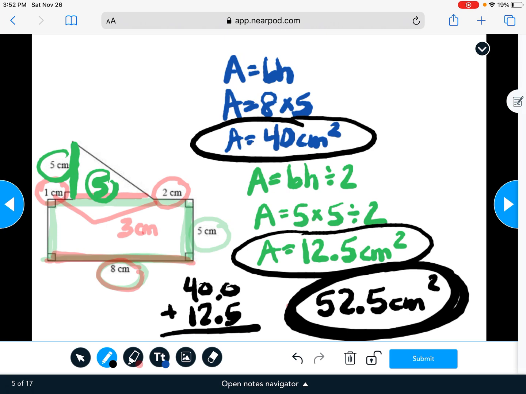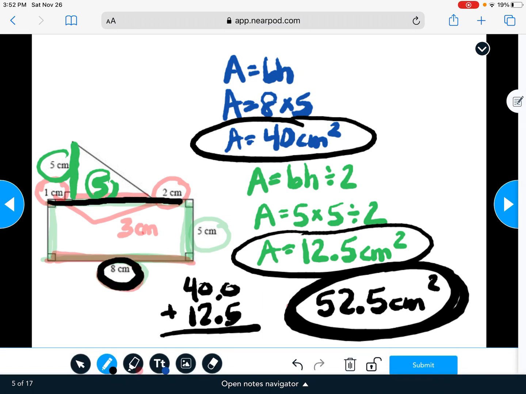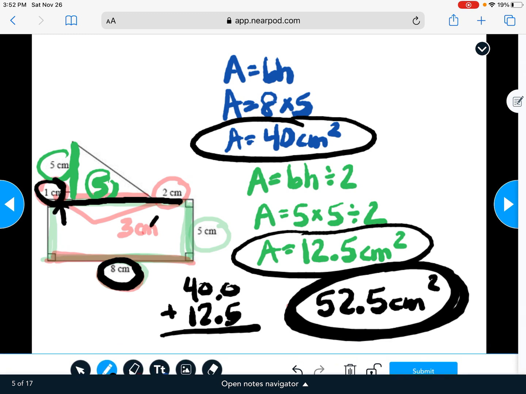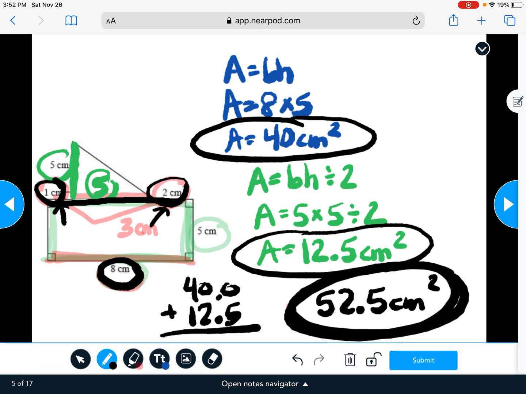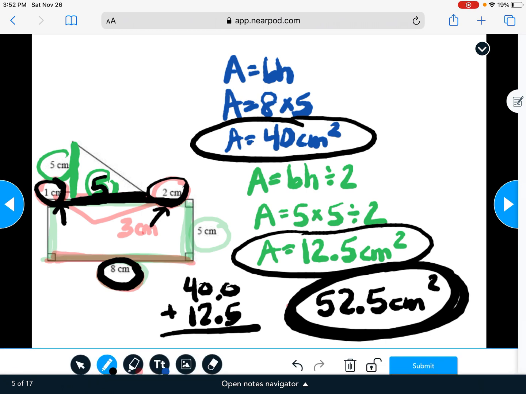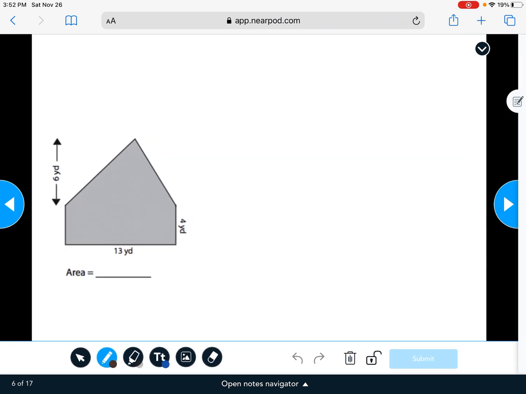So remember, the trickiest part on this one was figuring out the base of the triangle. So the whole length across here was 8, but I took away the 1 centimeter, that spot, and I took away the 2 centimeters, that spot, or in other words, took away a total of 3 to get the base of the triangle being 5. That was our trickiest part. Let's take a look at another one.